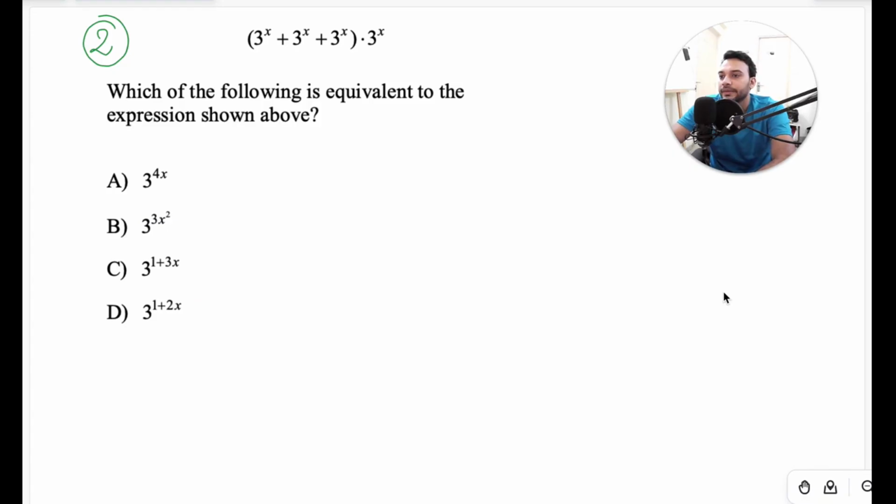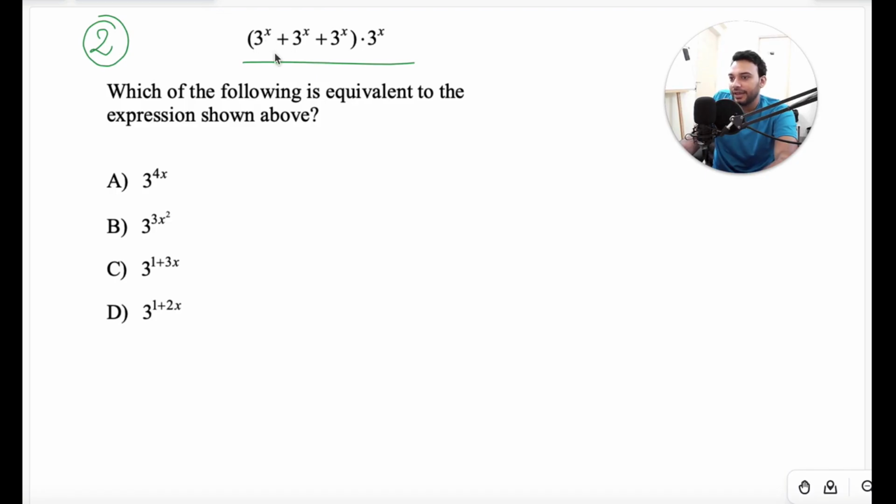Question number 2. 3 raised to the power x plus 3 raised to the power of x plus 3 raised to the power of x, multiplied by 3 raised to the power of x. Which of the following is equivalent to the expression shown above? Okay, so we need to simplify this exponents expression.